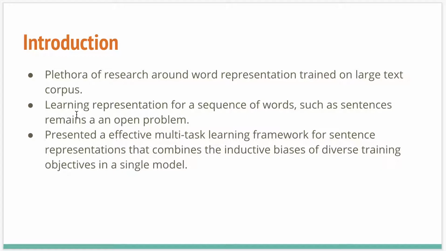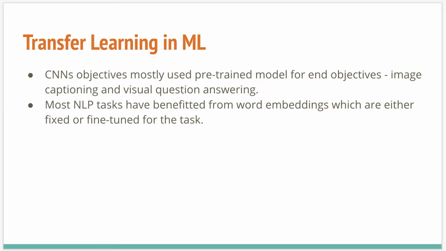For the introduction of this paper, there has been a plethora of research around word representation trained on large text corpuses, but learning representations for sequences of words such as sentences still remains an open problem. So, in this paper, the authors have presented an effective multitask learning framework for sentence representations that combines the inductive biases of diverse training objectives in a single model.